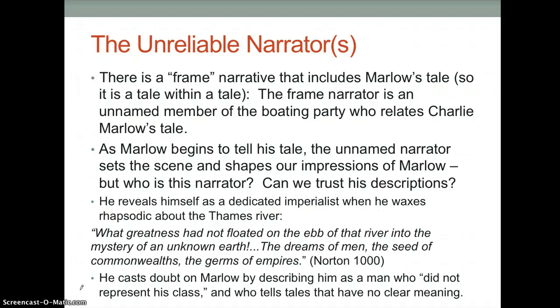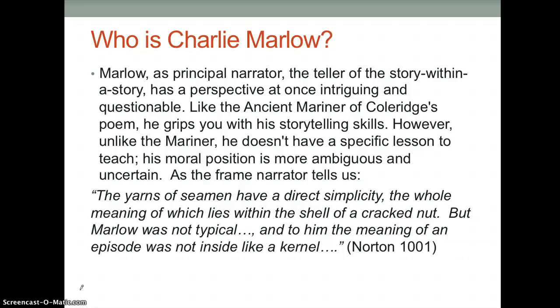Whereas we'll find that Marlowe has some ambivalence about imperialism, if not British imperialism, at least Belgian imperialism. He also casts doubt on Marlowe when he describes him. Just a few of the things he does that cast doubt on him is he claims that Marlowe didn't represent his class. And also he points out that his tales don't have clear meanings, which is what he expects of men of Marlowe's class and profession. So we can't trust that narrator. At least we should be suspicious of him. But also we don't know who Charlie Marlowe is really. And he's the principal narrator of the story within the story, of the real tale that takes up most of the pages.